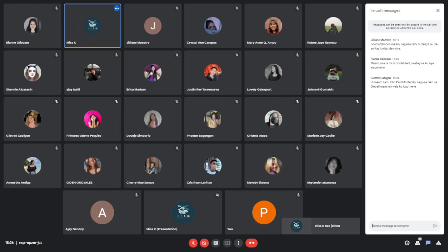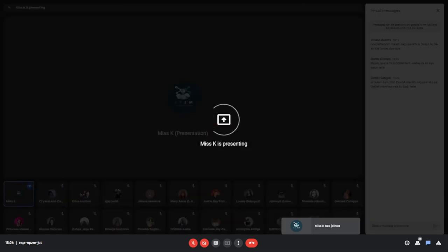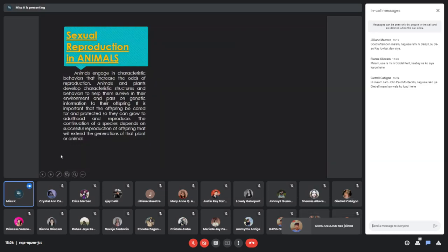So, let's proceed to the sexual reproduction of animals. Animals engage in characteristic behaviors that increase the odds of reproduction. These characteristic behaviors are actually internal and physical, okay? So, in order to accommodate reproduction, there are features in the body of an animal, and that will enable the animal to... Animals and plants develop characteristic structures and behaviors to help them survive in their environment and pass on genetic information to their offspring.